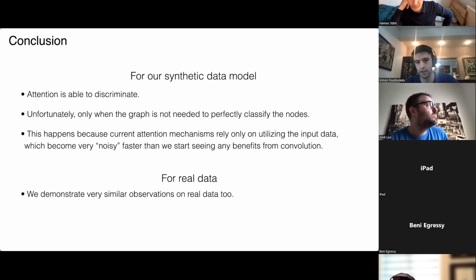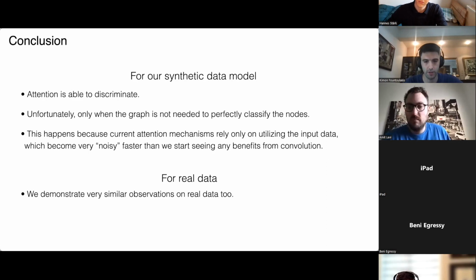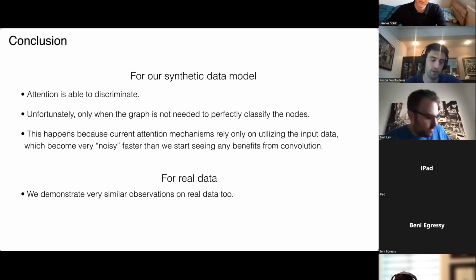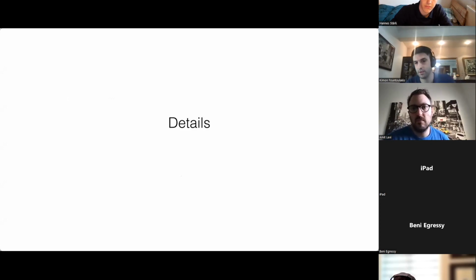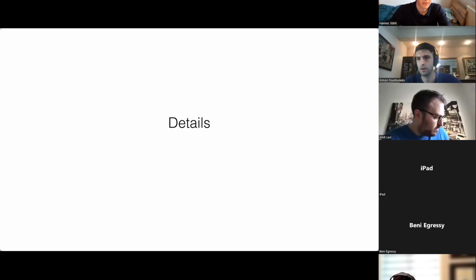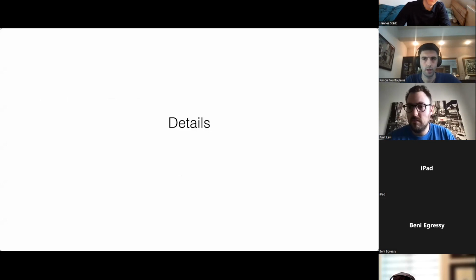So for real data, I've personally done a lot of experiments, and I put a lot of pages of experiments in the paper. For real data, we observe similar trends as for the toy synthetic data model that I presented. And yeah, so that brings me to the second part. If there are any questions, otherwise I should continue probably. Are we good? Let's dive into details.